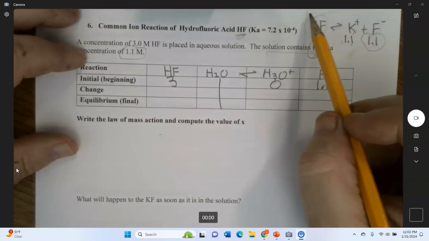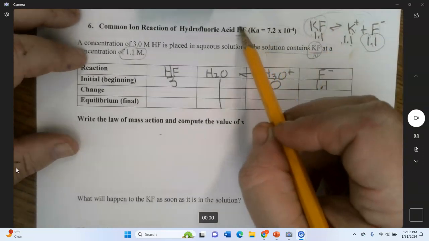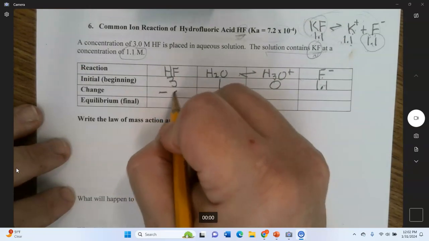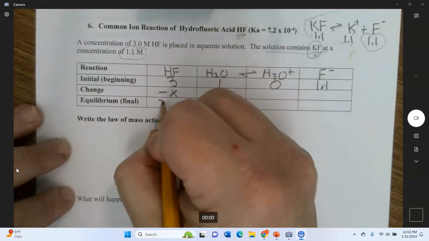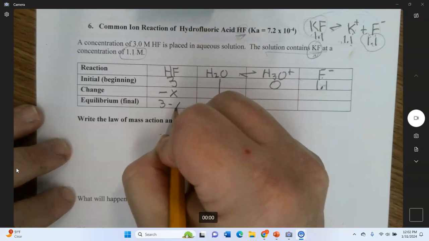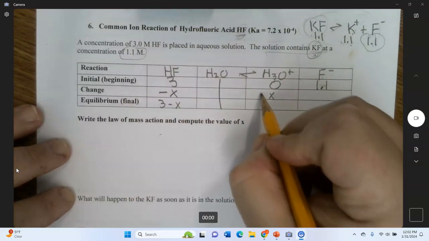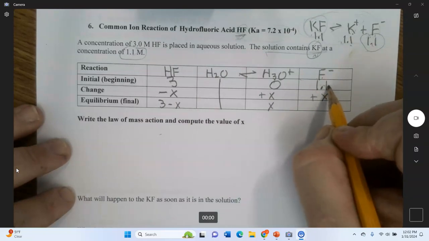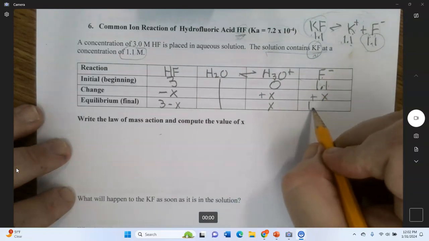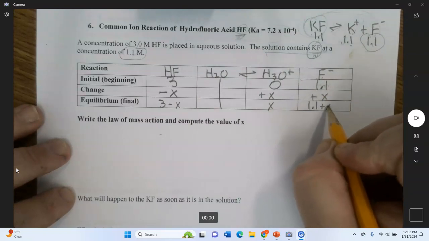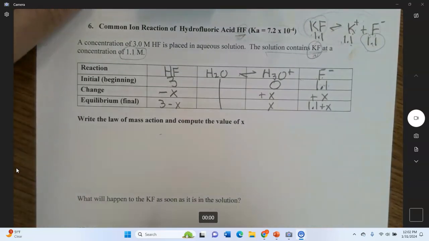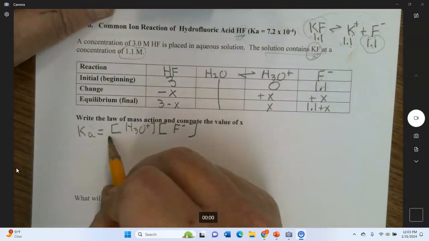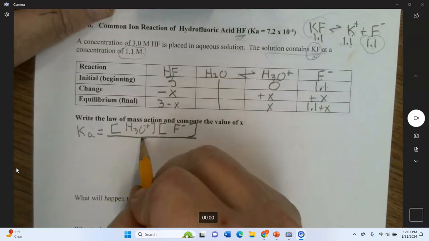Okay, again, this has the same ion, F minus, as HF does. All right, so again, these RICE tables become really easy after a while. They all have coefficients of 1. So this is going to be 1.1 plus x. Okay, write the law of mass action. So it's these two and this only, not the water.